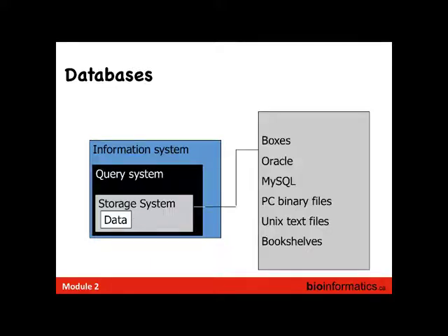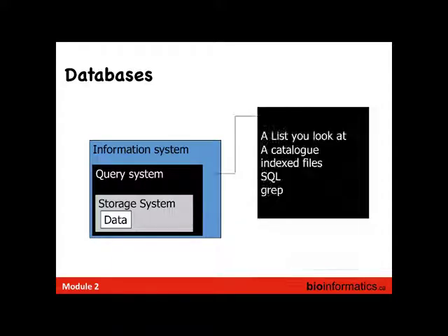The storage system could be boxes, a simple system. Oracle, which is a commercial relational database system. MySQL is an open source relational database system. Could be just a bunch of files or a Unix text file or a bookshelf. All examples of storage systems. A query system could be a list you look at, a catalog, index files, SQL, a structured query language, or the grep command in Unix. Those are various ways of querying the system that you're looking at.